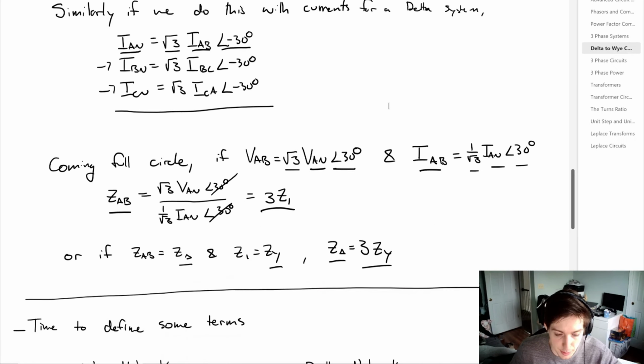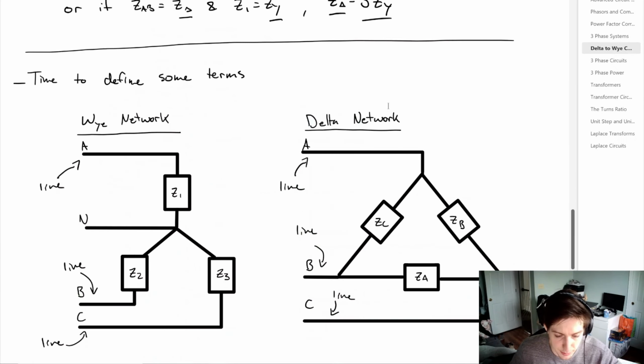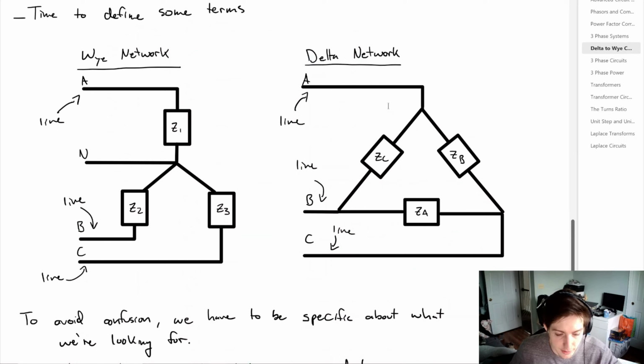Now from all this, there might be some confusion. We have VAB, VAN, IAB, IAN. So we need to define some terms. So again, considering our Y and Delta networks, we're going to try to avoid as much confusion as possible, which is a little bit ironic because the terms seem to cause more confusion than they help with aiding it, in my experience. But we're going to define these terms so that we are very specific about what we're looking for.